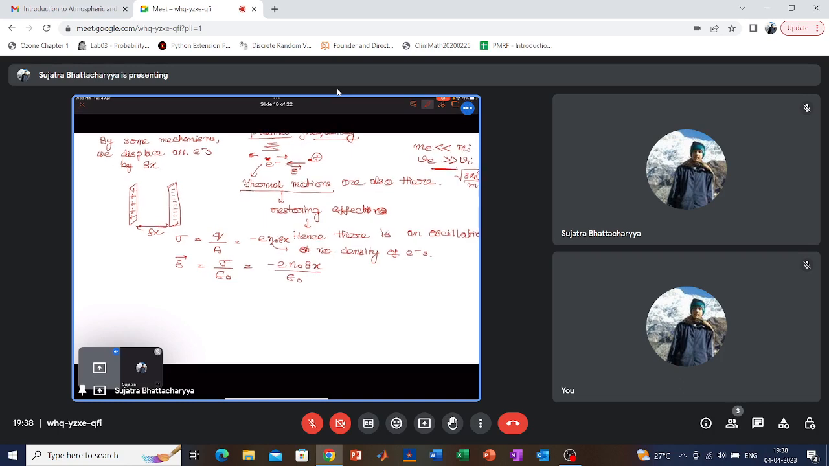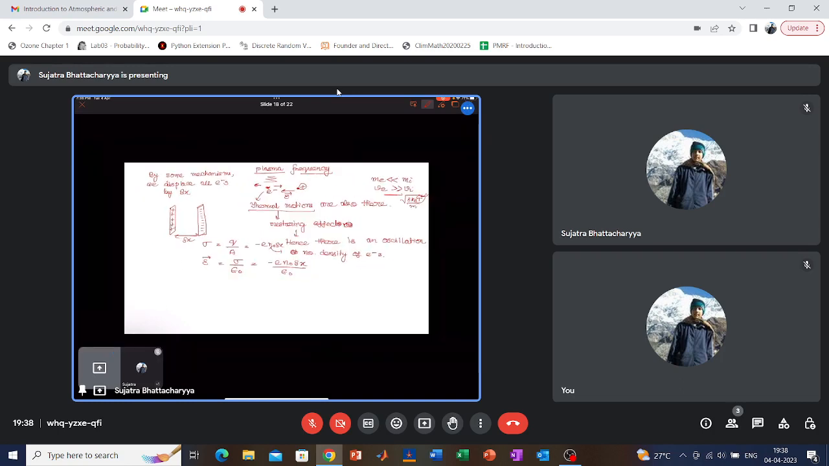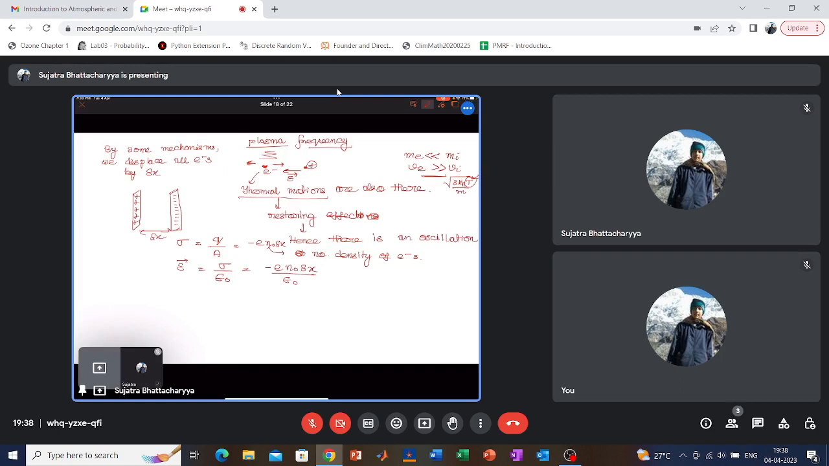Now the equation becomes mass into acceleration equals minus e into E, and that provides the restoring force. Another thing is there. Let us consider it for the ions. So the number density of the ions, let's say, will be plus, to understand the things.